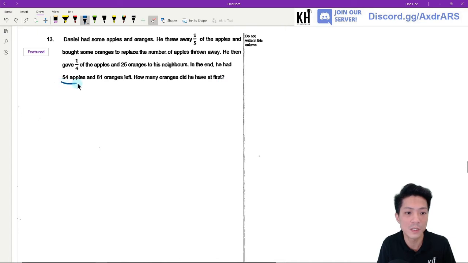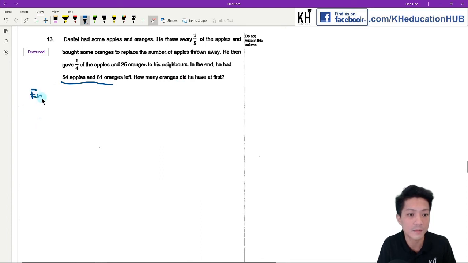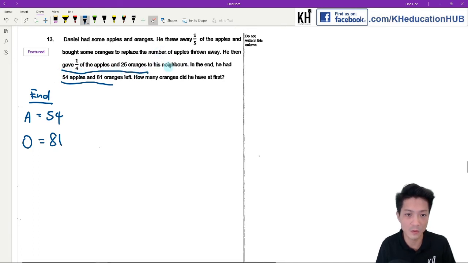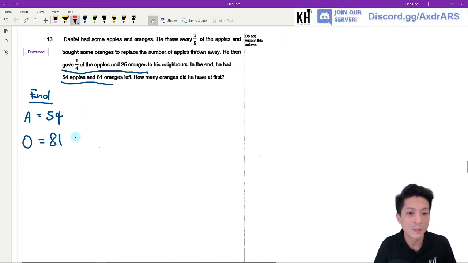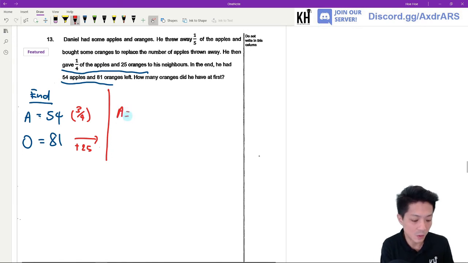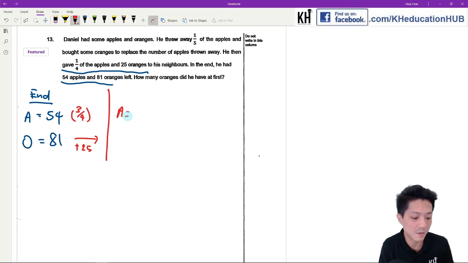So for this question, since they gave us the number of apples and oranges in the end, we are going to try to work backwards to get how many oranges he had at first. This is the end. Apples is 54. Oranges is 81. The last thing that he did was he gave a quarter of the apples and 25 oranges to the neighbors, right? So for the oranges, I need to plus a 25. And for the apples, you need to know that this is 3/4. I need to find what is 4/4. So for the apples, I need to use 54 divided by 3 and then times 4. I'm gonna get 72.